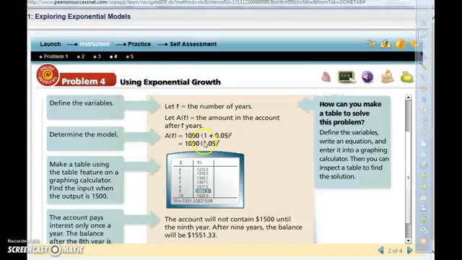So here we have our equation that I wrote previously. You're going to put this in your calculator and you're going to go to table and make a table using the table feature on your graphing calculator. Find when the output is $1,500. So we're going to scroll through there until we find out that it happens at about 9 years. The 9th year. Or I'm sorry, after the 8th year is the 1,500.